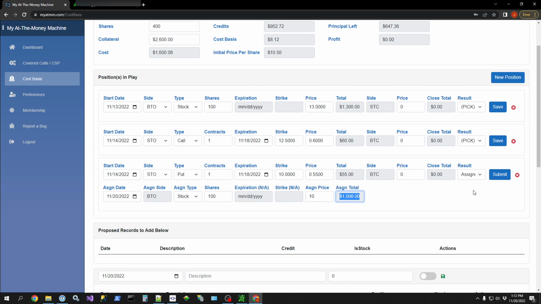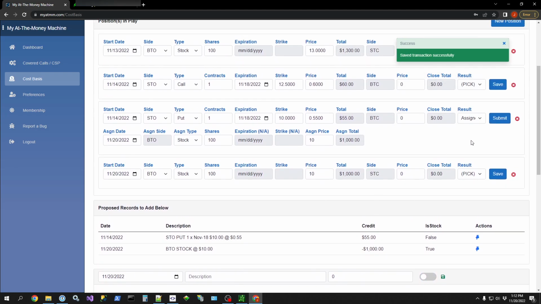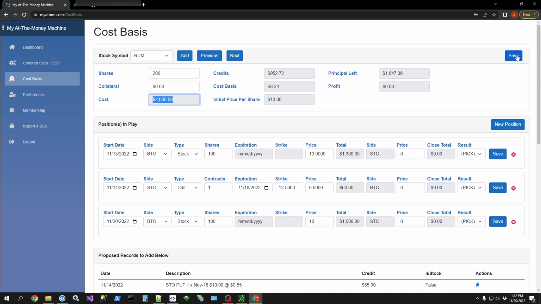The assignment price was 10 bucks. And again, we click this to get this record to generate so we can move it down. So we can click save on that. All right, and we can remove this now. Okay, so we now own 200 shares because the other two puts did not get called, so we didn't have to do those. We no longer have any collateral because there's no puts on the board. So let's click save on that. As you can see, my average is 8.24 on that, so pretty low. We're doing pretty good on this one. All right, make sure that all this is cleared up.